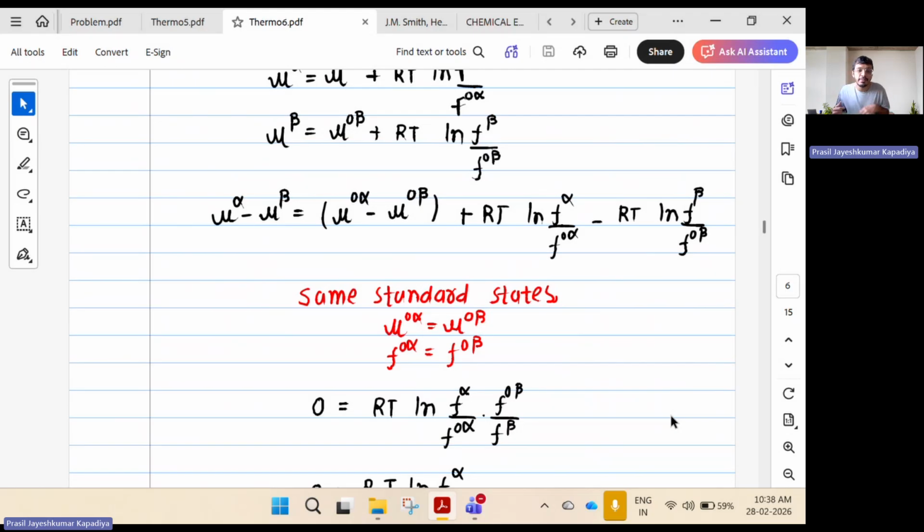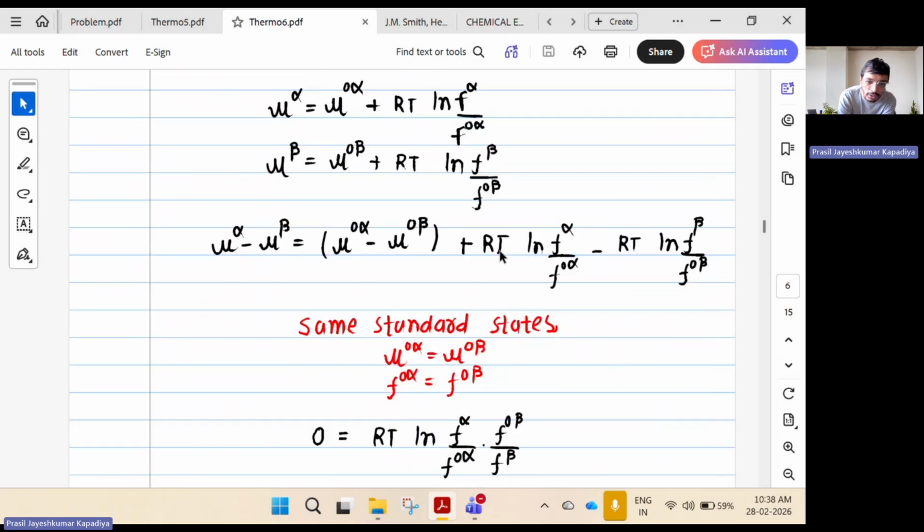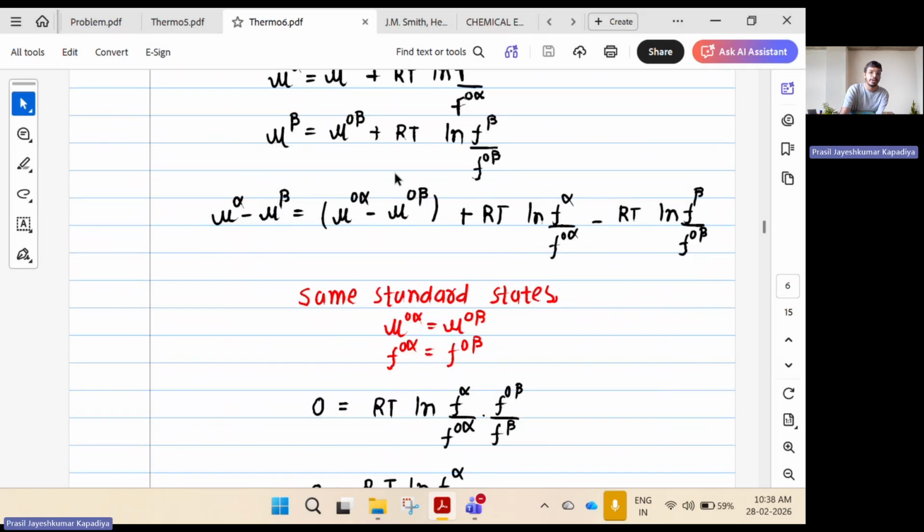Okay, so let's say I'm dealing with only one component. So for that one component, my standard state is going to be the same. Let's say I'm taking 298 as my standard state, and as the component is only one, for both the phases this mu 0 alpha is going to be equal to mu 0 beta, and similarly f0 alpha is going to be f0 beta. Okay, so what can I write now? As my mu alpha is equal to mu beta, this is equal to 0. Mu 0 alpha is also mu 0 beta, so this is going to be 0.